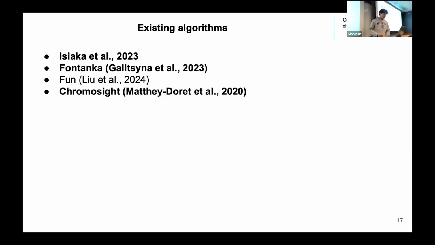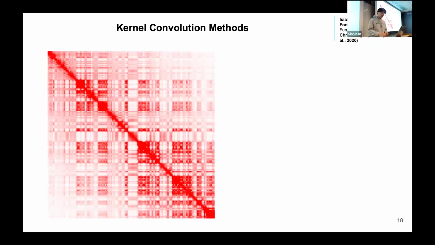So the existing algorithms, I'm just going to group them together. These three essentially work by a kernel convolution method. You have a sliding window, so it's not exactly convolution, but basically convolution. You're going to slide the window down the main diagonal, because that's where these jets are found, near the main diagonal.